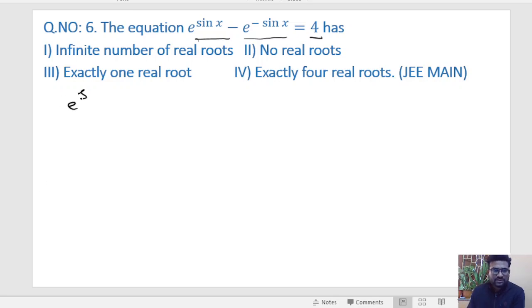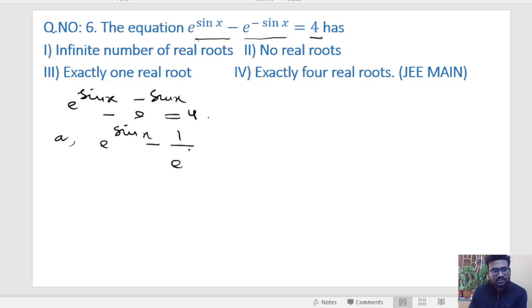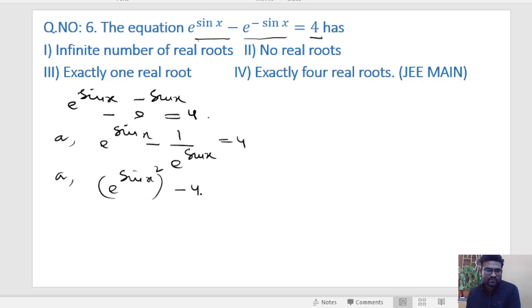At first we write the question: e to the power sin x minus e to the power minus sin x equals 4. Okay, the given equation in another form is e to the power sin x minus 1 by e to the power sin x. Okay, everyone understood this process? And then taking the LCM, we get (e to the power sin x) whole square minus 4 e to the power sin x minus 1 equals 0.